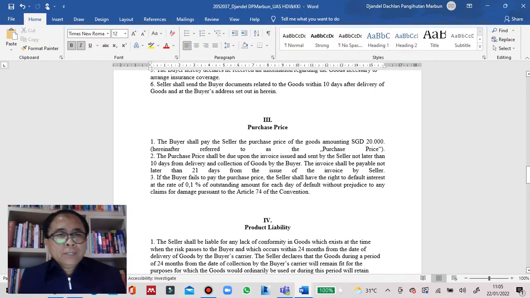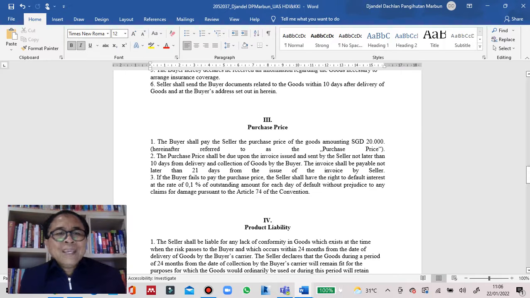Purchase price. 1. The buyer shall pay the seller the purchase price of the goods amounting to 20,000 Singapore dollars, hereinafter referred to as the purchase price. The purchase price shall be due upon the invoice issued and sent by the seller not later than 10 days from delivery and collection of goods by the buyer. 2. The invoice shall be payable not later than 20 days from the issue of the invoice by the seller.